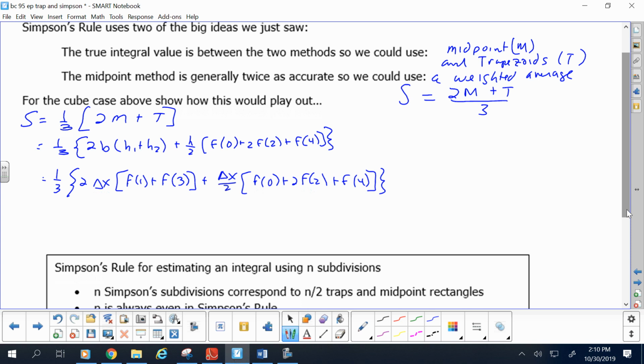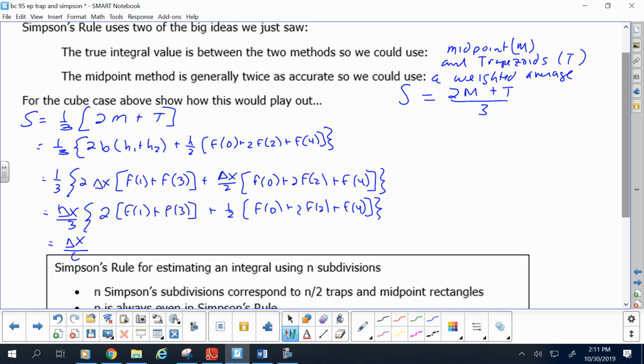let's do some cleanup. They both have a delta x. The question is what to do about the 2's. Let's do this in 2 pieces. Let's pull out the delta x. And I have 2 f at 1 plus f at 3, and 1/2 of f at 0 plus 2 f at 2 plus an f at 4. All right, let's deal with the 2's. Do you want to factor a 2 out or a half? A half. If you factor out a half, then it becomes delta x over 6. Okay, cool? Delta x over 6.